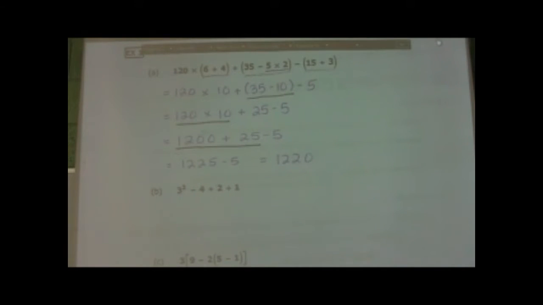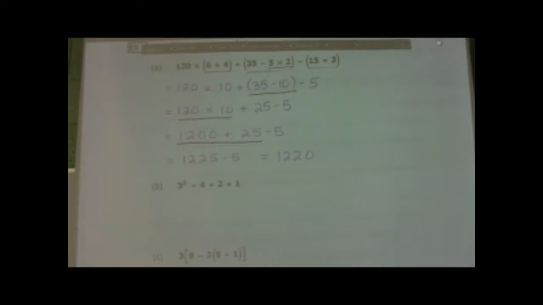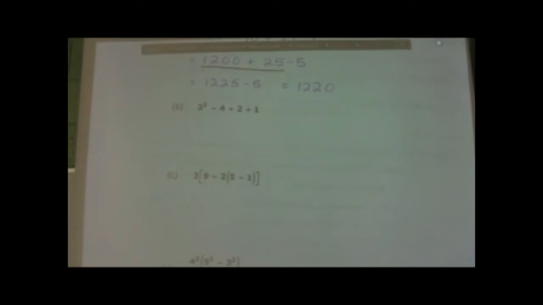All right, if I go to my next problem, I don't have any grouping symbols. But here's what I do have. I have exponents. That's what's going to be first this time. 3 squared means 3 times 3. This is going to give me 9. Then minus 4 divided by 2 plus 1.